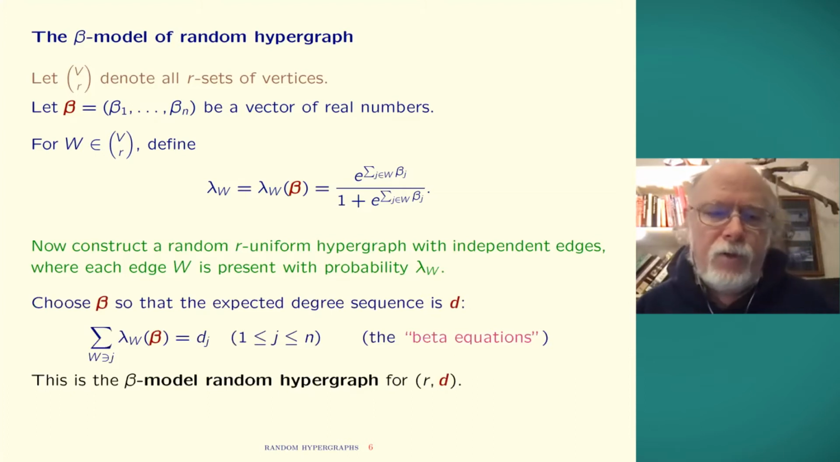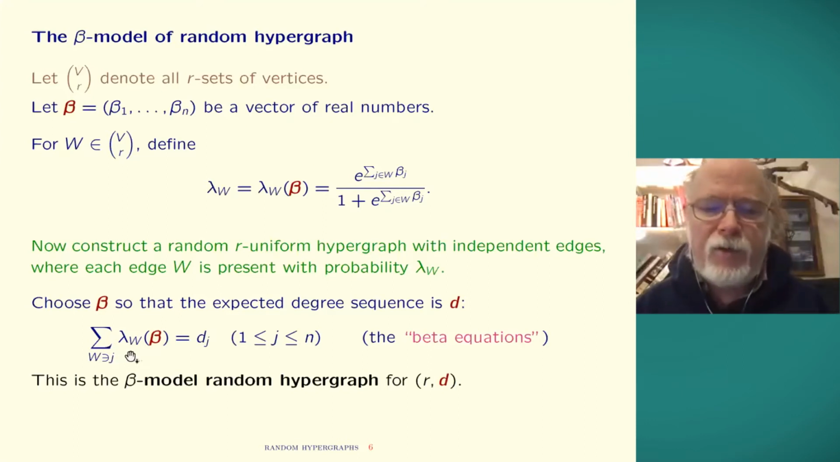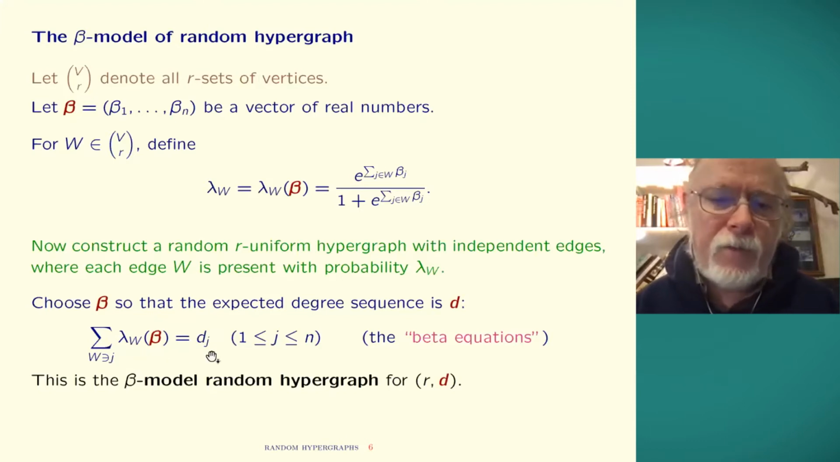Now you choose beta so that the expected degree sequence is D. So the expected degree of vertex J is the sum over all the W that contain J of lambda W. Every edge that contains J contributes 1 to the degree of vertex J, and lambda W is the probability that edge W is present. So for each vertex, we'll set this expectation equal to the degree sequence we're interested in. These equations are called the beta equations.